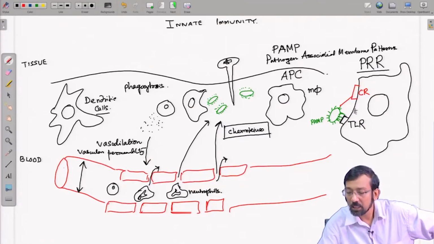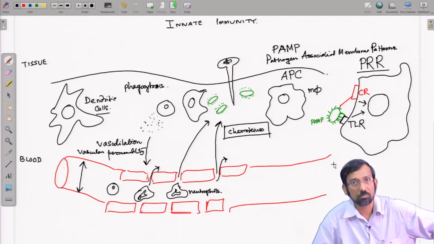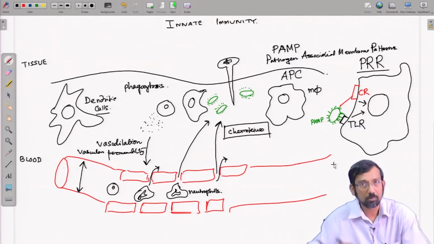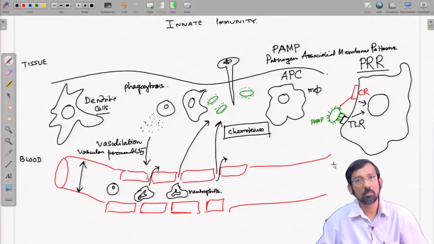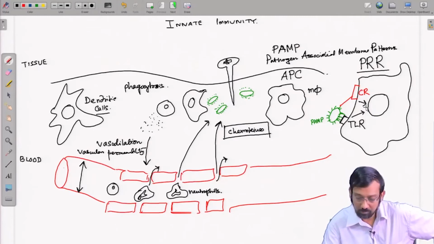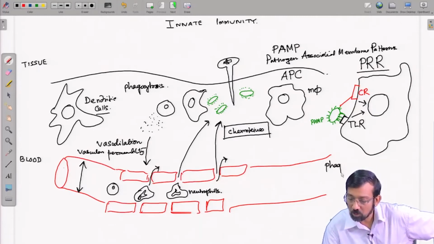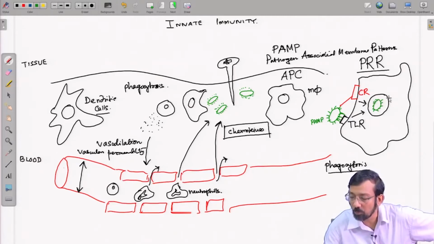Now, what happens? There is a process called endocytosis. Now it eats up the foreign pathogen or the foreign bacteria. It is being eaten up by the macrophage, and it is being internalized. Then the process is called phagocytosis. The bacteria has been eaten up and internalized, and what is formed is called a phagosome.